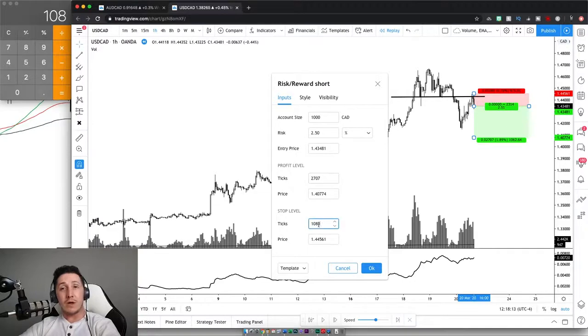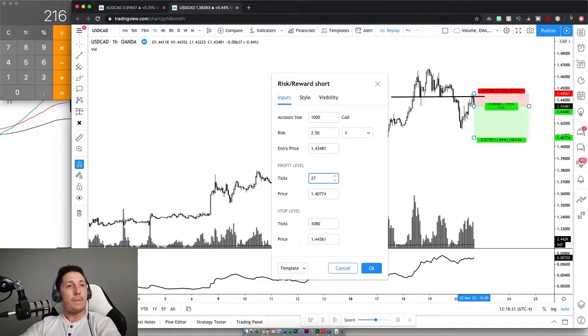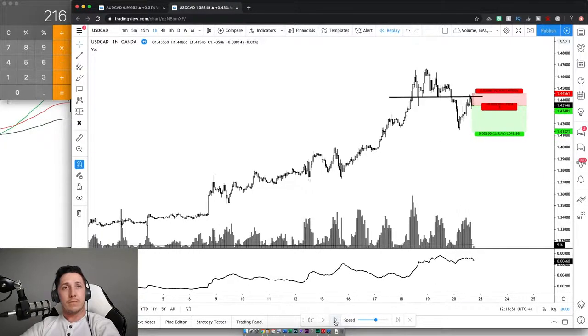Zero pipettes. That's why I got that 0 there. All right. So now we're going to want to multiply that again by 2. So 216. And that's going to be our target off that one. Now, let's see if this one worked. That one got stopped out.